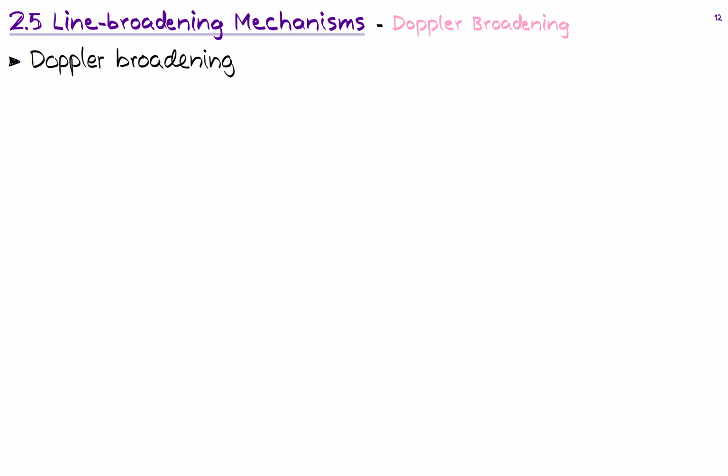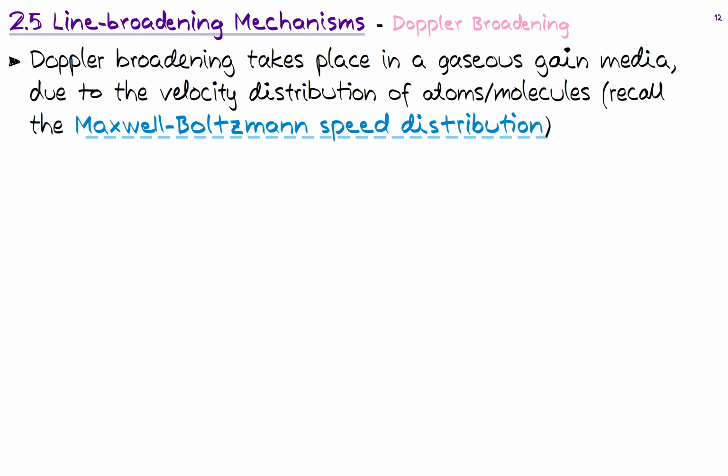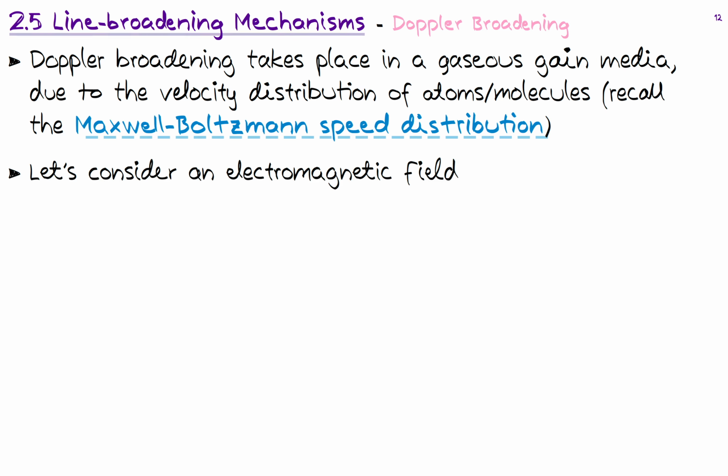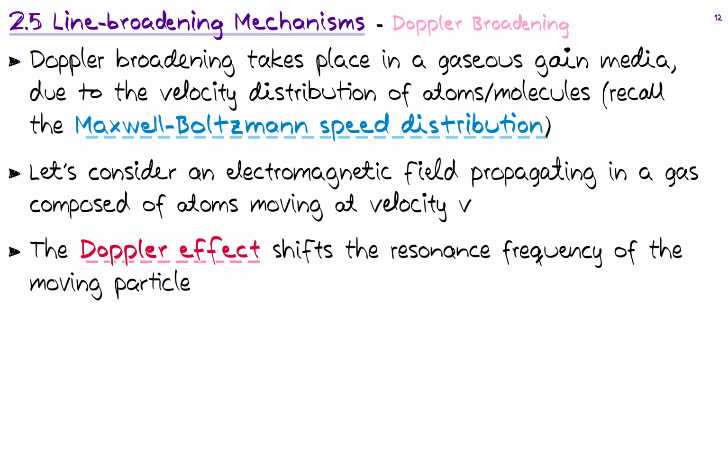Okay, let's consider Doppler broadening in more detail, because this is a prime example to understand inhomogeneous line broadening. Doppler broadening takes place in a gaseous medium due to the velocity distribution of atoms or molecules, please recall the Maxwell-Boltzmann speed distribution, which affects the resonance transitions of these atoms or molecules. Let's now consider an electromagnetic field propagating within a gas composed of atoms moving at different velocities v. The Doppler effect shifts the resonance frequencies of moving particles in a way given by this equation.